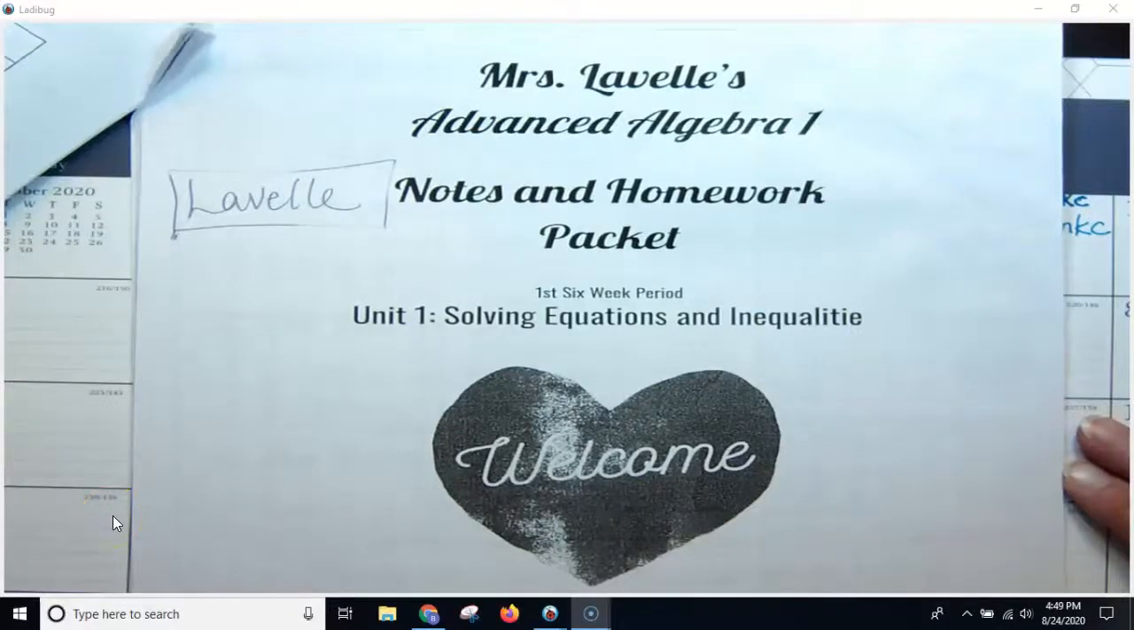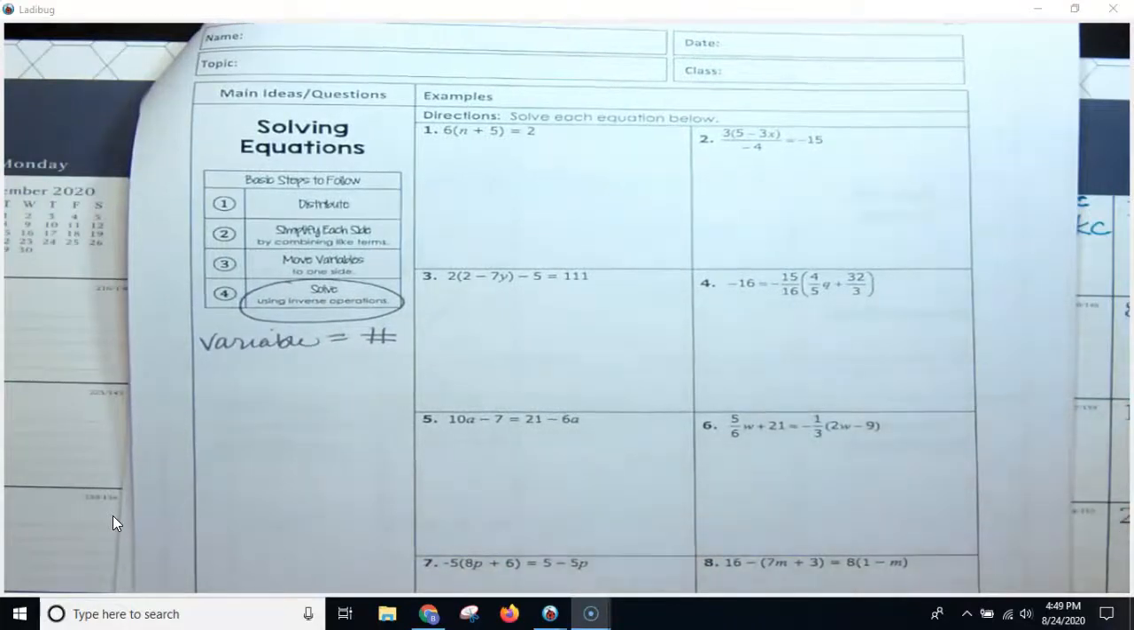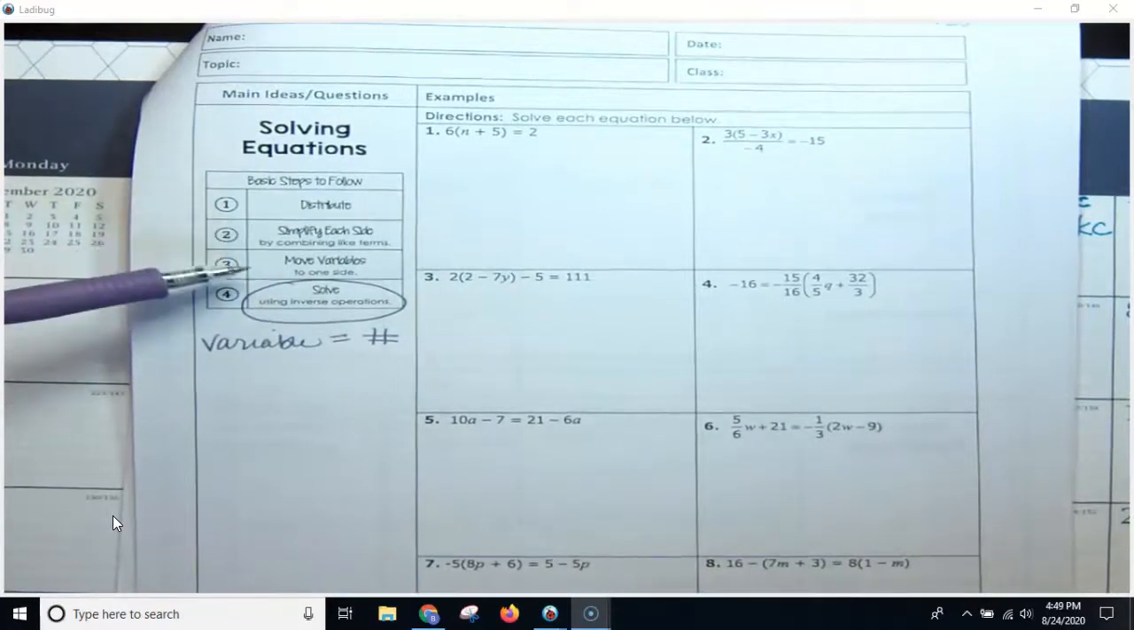Okay guys, welcome back. We are going to be solving equations. So open up your packet to this page. Here are the steps: distribute, simplify each side by combining like terms, moving variables to one side, and then solve.